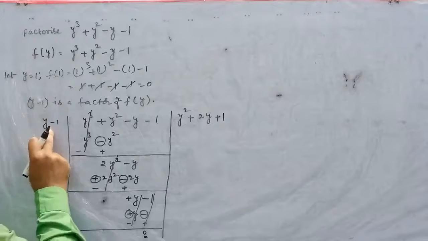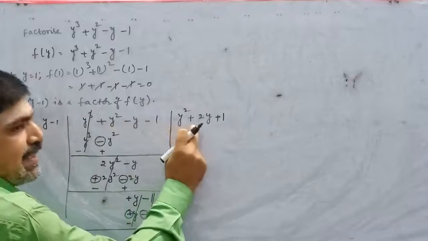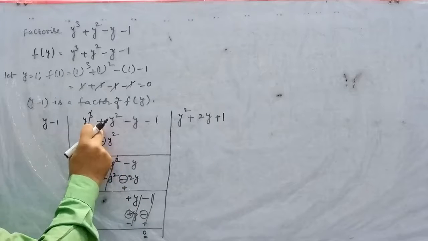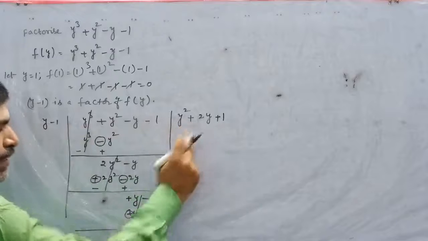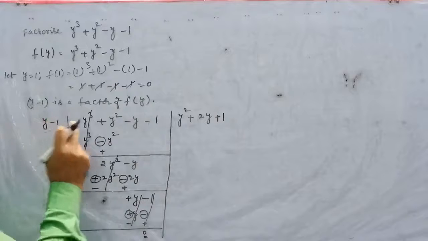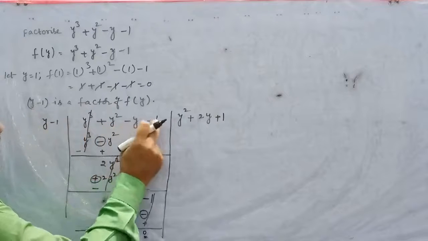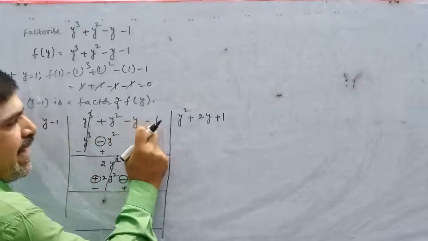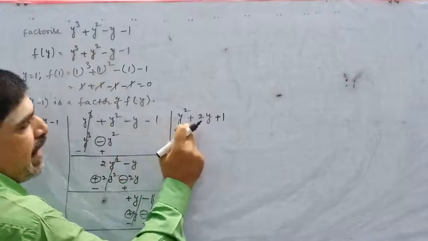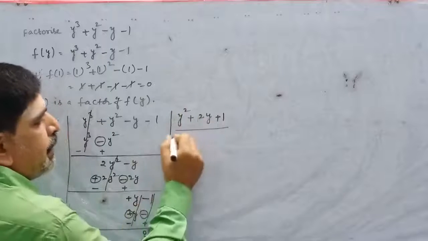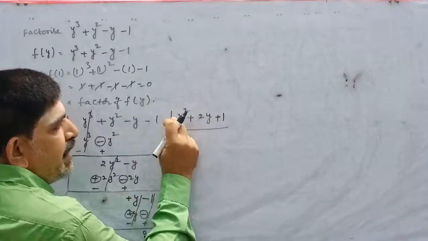Now, y minus 1 is the divisor, this is the quotient, this is the remainder, and this is the dividend. Divisor into quotient plus remainder is equal to dividend. So that means y cube plus y square minus y minus 1 divided by y minus 1. At the same time, this f of y is also divided by y square plus 2y plus 1. Now you find the factors for y square plus 2y plus 1.